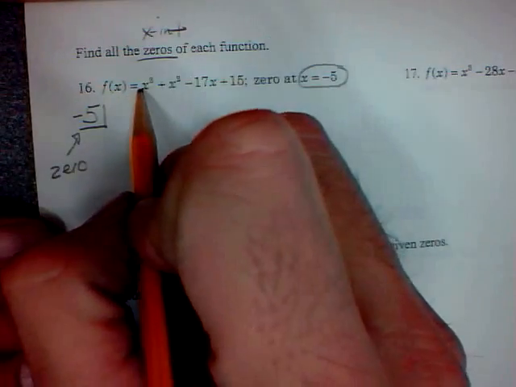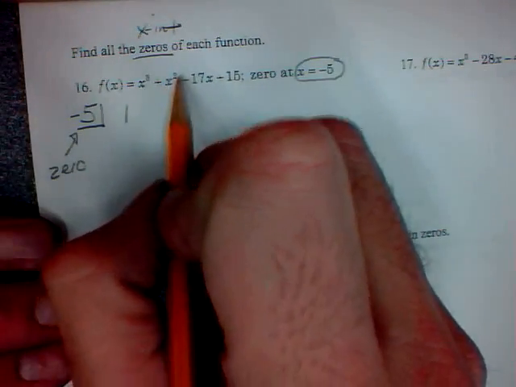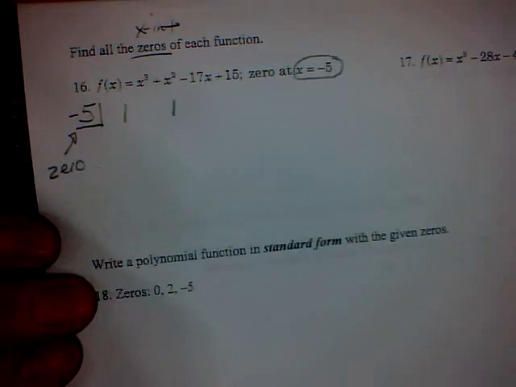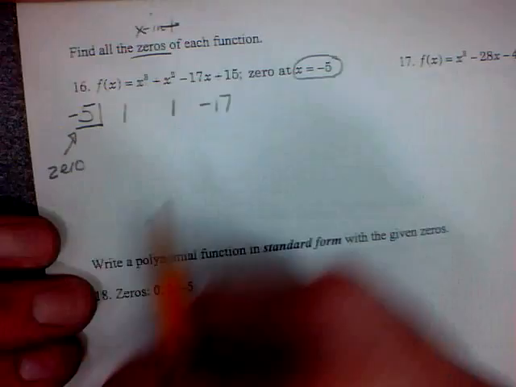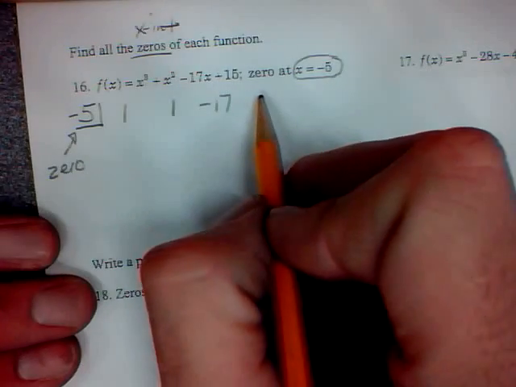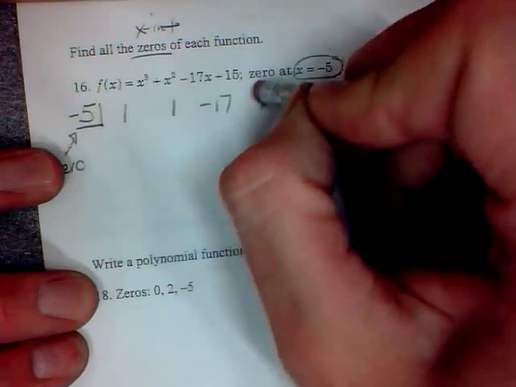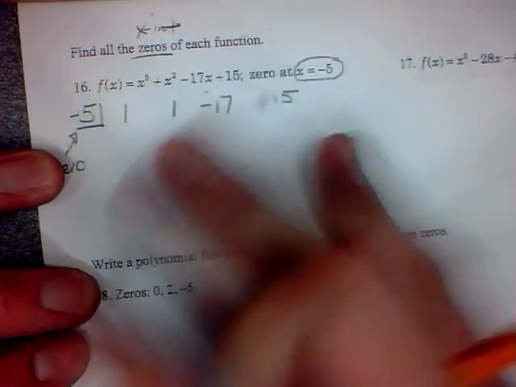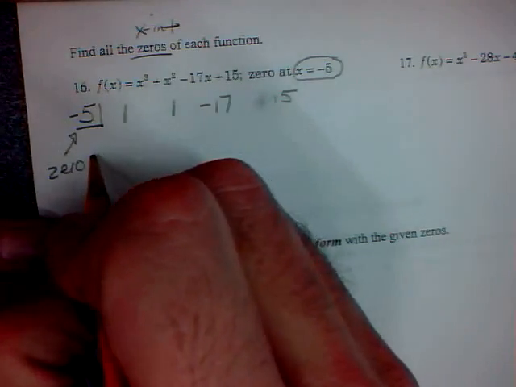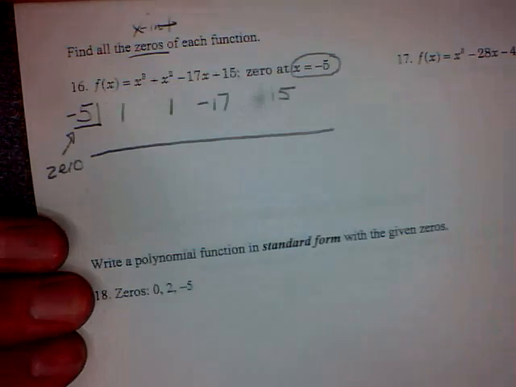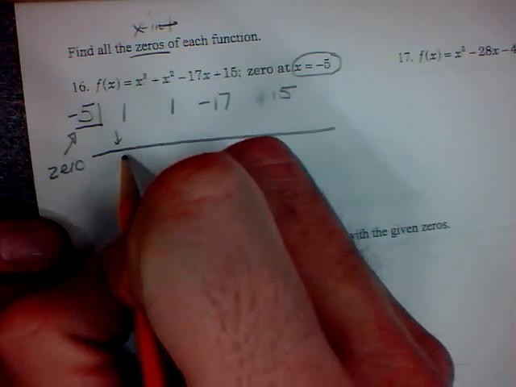So the x cubed term has a coefficient of 1. The x squared term has a coefficient of 1. The x has a coefficient of -17, and the constant is 15. We don't really need the positive there, it's implied that it's positive. Then you draw your line, and in synthetic division, the first thing you do is drop that 1 straight down.